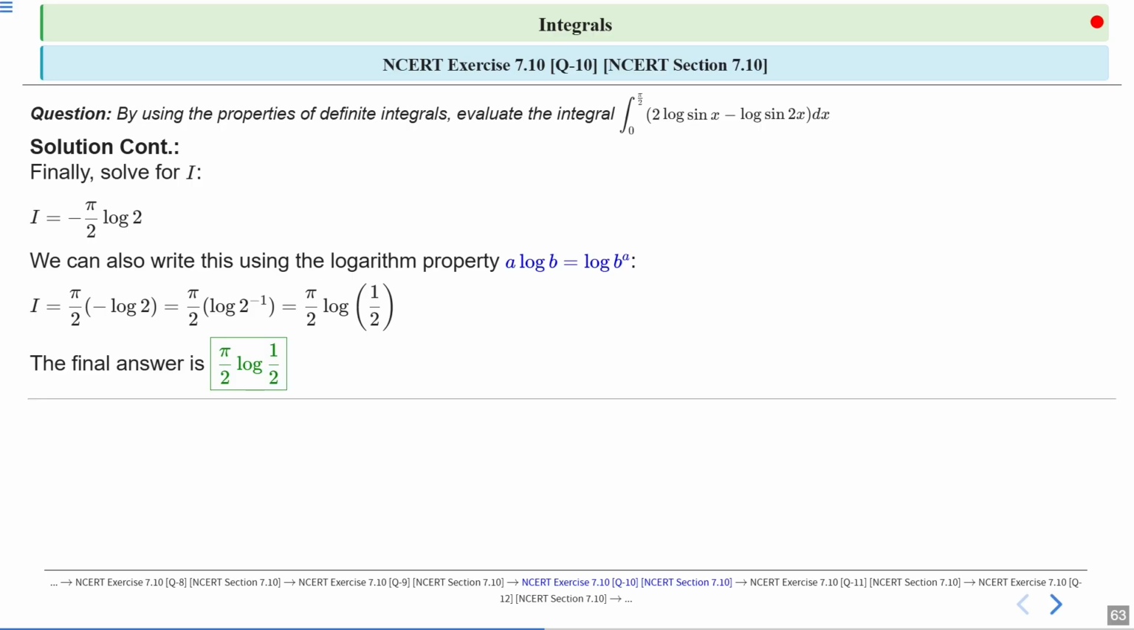So in this question we use the property that the integration from 0 to a of f x dx is the integration from 0 to a of f a minus x dx. And by using that property, we get two equations with I, and when we combine both equations, some terms cancel out and we just get an easier form of integration. Okay.